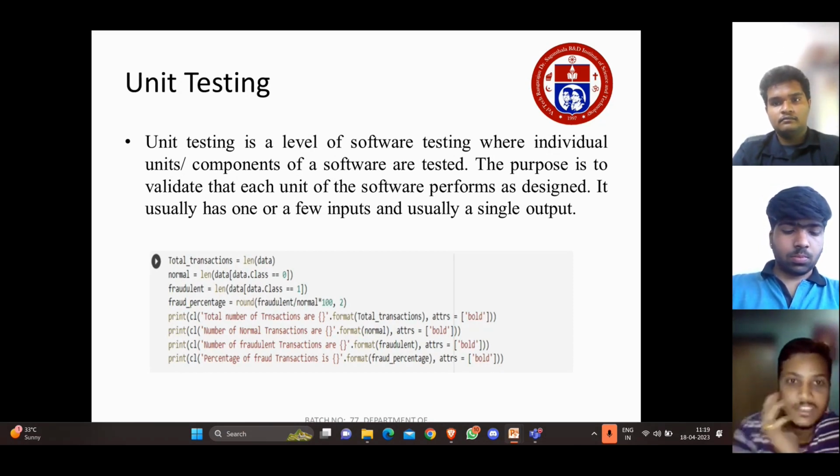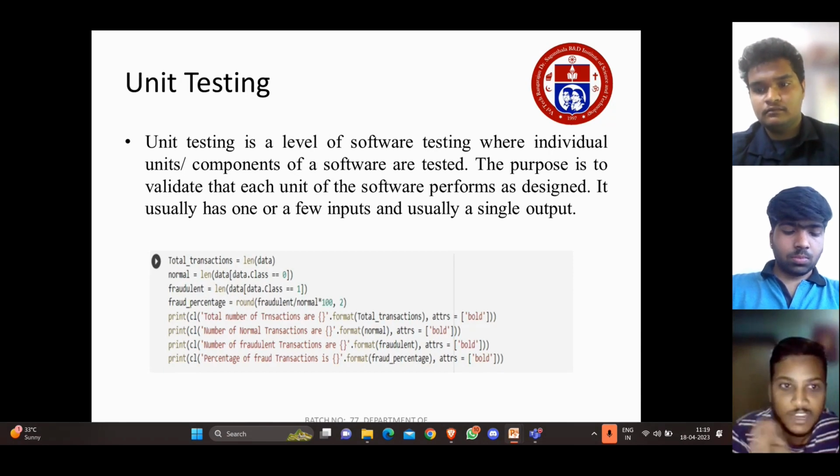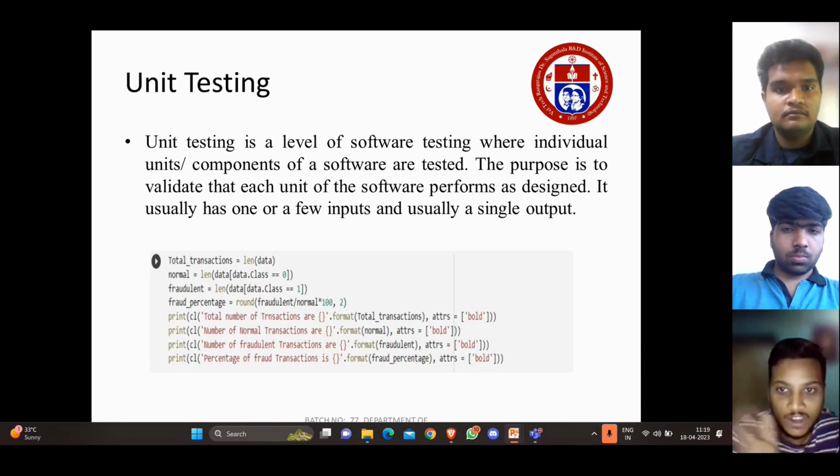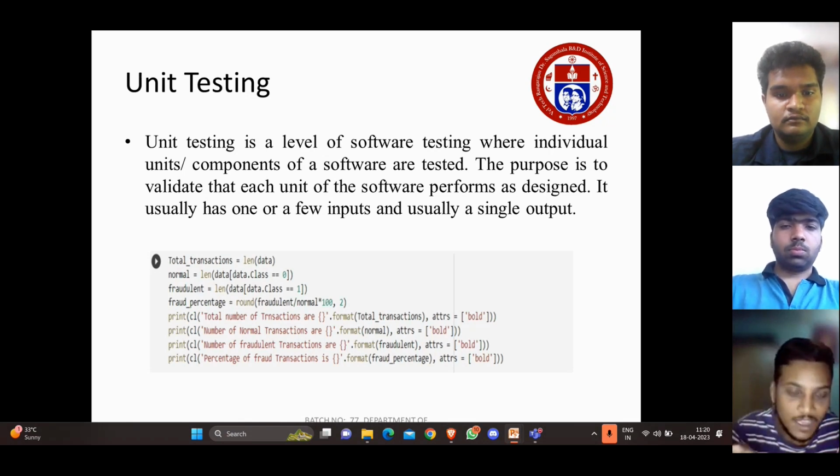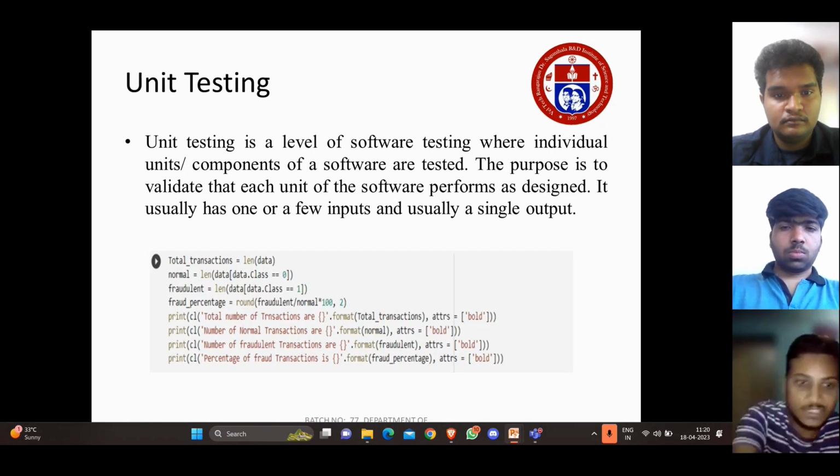Unit testing is a testing level of software in which individual units or components of the software are tested. The purpose is to validate that each unit of the software performs as designed. It usually has only a few inputs and usually has a single output. This is the testing picture, a screenshot from our code, and you can see this.